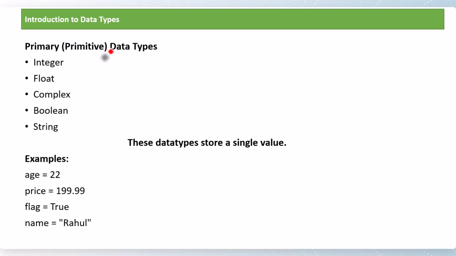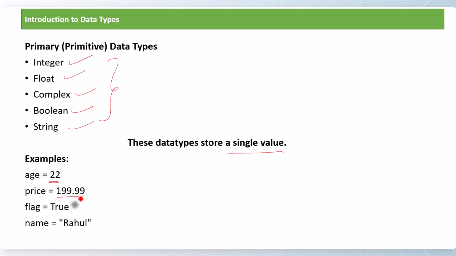We can divide these data types into two categories. One is the primary data types, and the second one is the collection data types. These primary data types are also called primitive data types. There are mainly five different data types: integer, float, complex, boolean, string. All these are categorized as primary data types. All these data types store a single value. You can see age equal to 22, a single value.